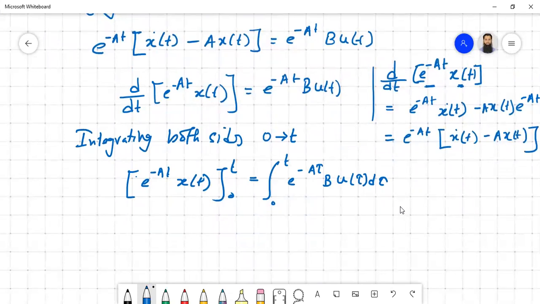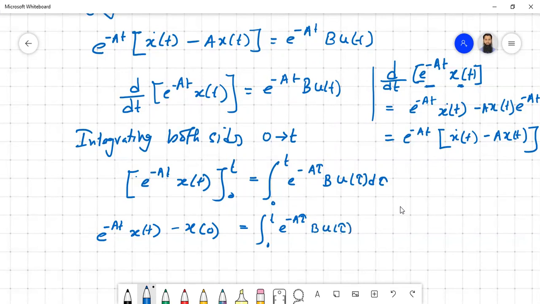So simplifying the left side: if you put t there, it will be simply e to the power minus A t x t. Then minus A, if you put 0, it will be x0, equal to the integration on the other side, that is 0 to t of e to the power minus A tau B u tau d tau. Tau is just an integrating operator, because our final value is t, so we cannot use the same t while doing the integration. That is why tau is introduced as the integrating variable.